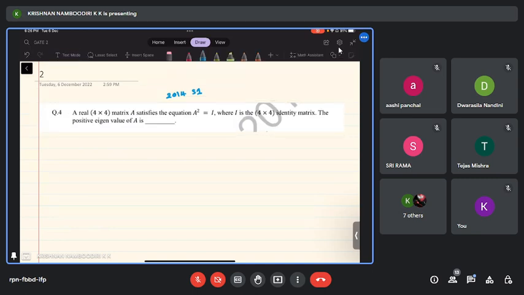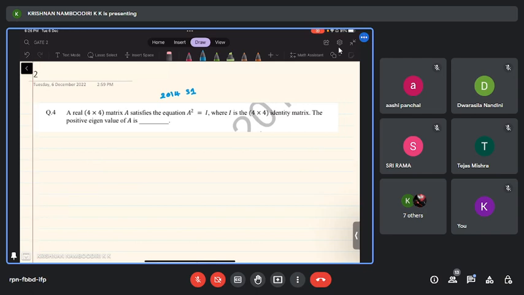A real 4x4 matrix A satisfies the equation A square, that is A into A, is equal to I, where I is the 4 cross 4 identity matrix. Now the question is to find the positive eigenvalue of the matrix A. How can we find that?